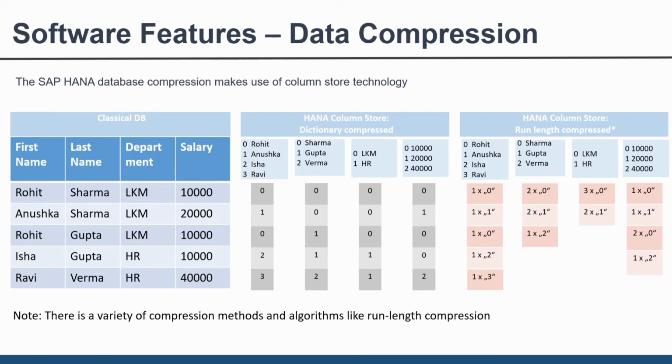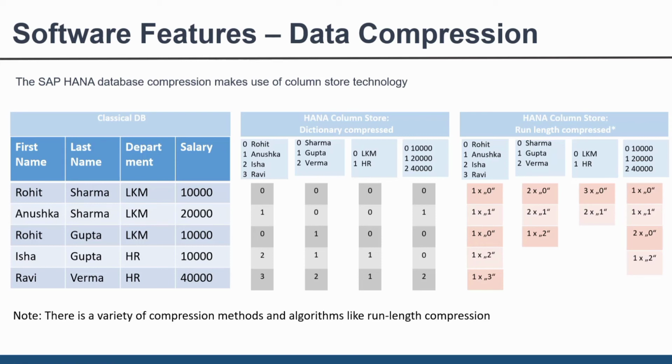The next value is again Rohit, which has index 0, which is appearing for one time. So it will again say 0 is appearing for one time. The next value is Isha, which has index number 2. So it is saying 2 is appearing for one time. The next value is Ravi, which has index number 3, which is appearing for one time. So it is showing 3 is appearing for one time.